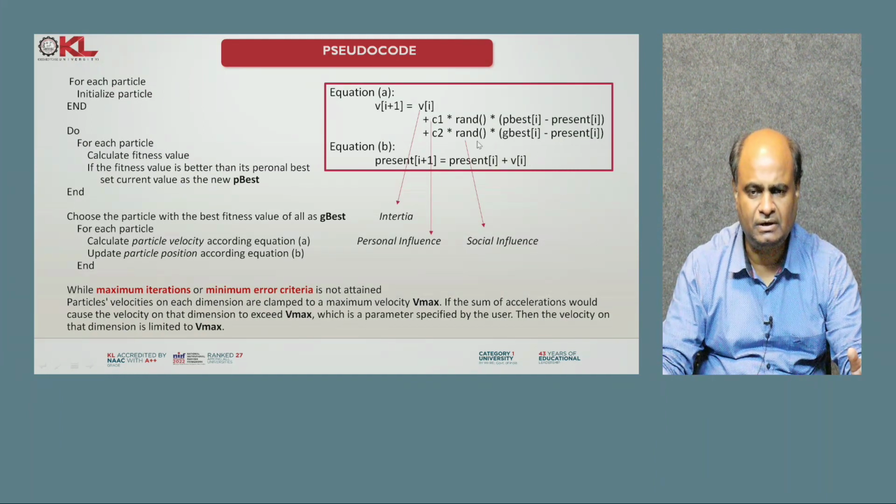So the V will be calculated to get the current position of the particle, while the maximum iteration or minimum error criteria is not attained. So we will continue this process until the maximum iteration already given, 100, 200 or 500. Again, the minimum error criteria, that is the threshold error between the current solution and previous solution. If this is less than the threshold, then you can stop the process.